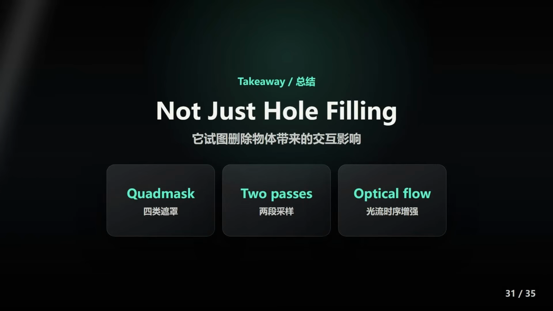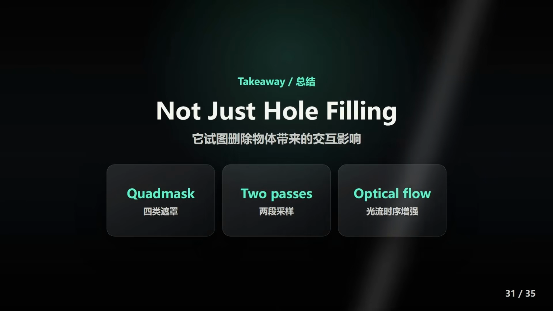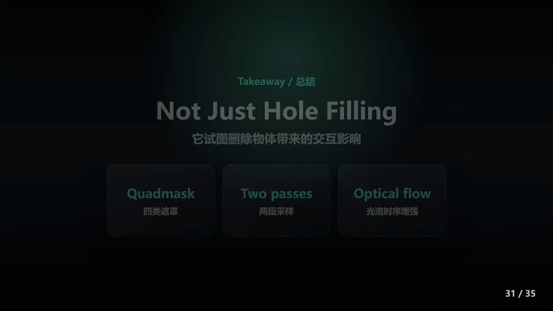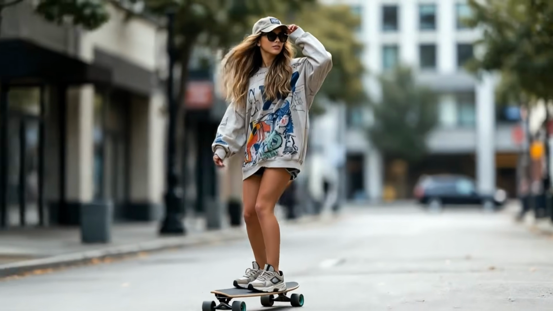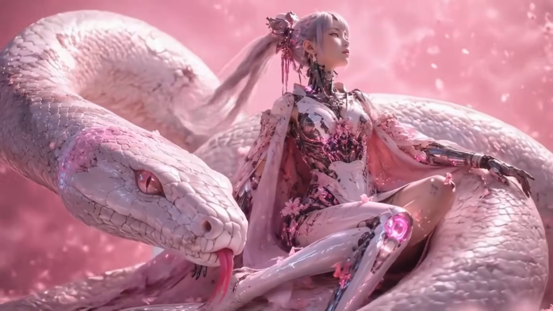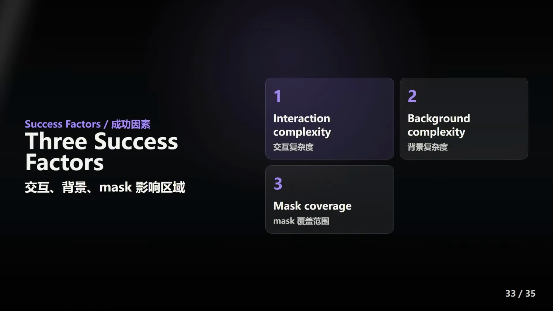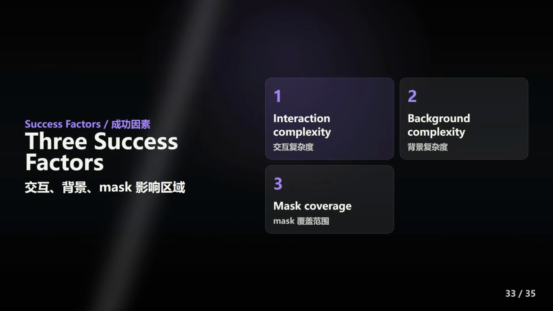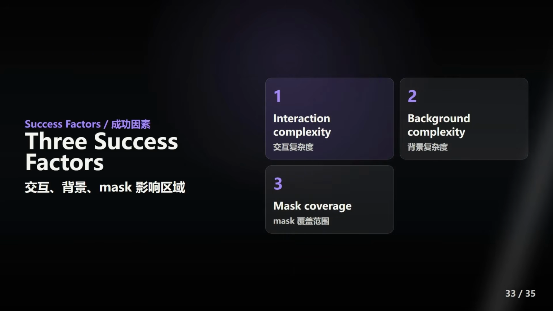To wrap things up, void is a very interesting video object removal model. The biggest difference between it and a normal inpainting model is that it does not only fill the hole, it tries to repair the interactive effects caused by removing the object. From a technical structure perspective, it relies on masks, two-stage sampling, optical flow assistance, and temporal stability. From actual testing, void's success rate is mainly affected by three factors. The first is the interaction complexity between the removed object and other subjects. The second is the complexity of the removed area and the background behind it. The third is whether the mask covers the real affected region that needs to be removed.